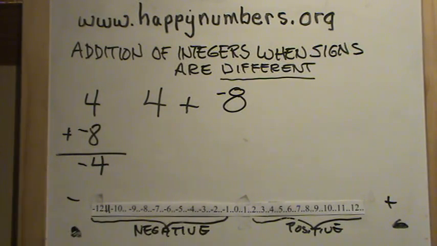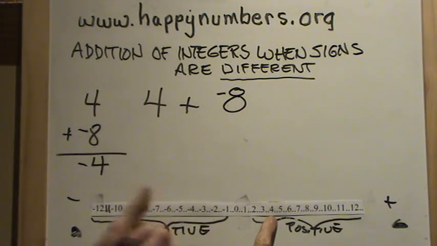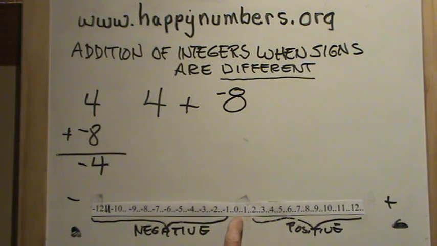And look at your number line. You have a positive 4, and I'm going to add to it a negative 8. I'm going to move in a negative direction 8 spaces. 1, 2, 3, 4, 5, 6, 7, 8. And there I am at negative 4.